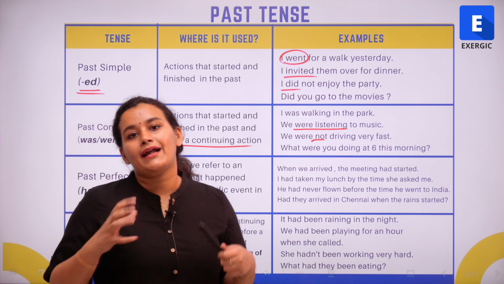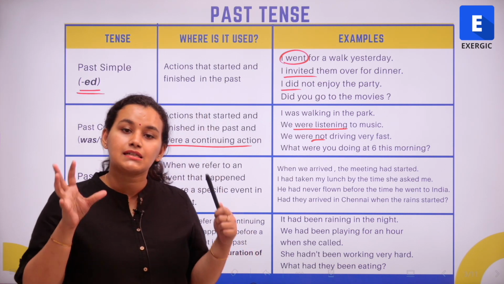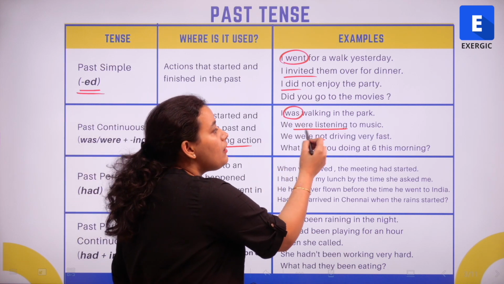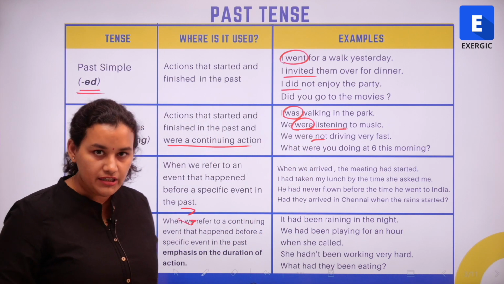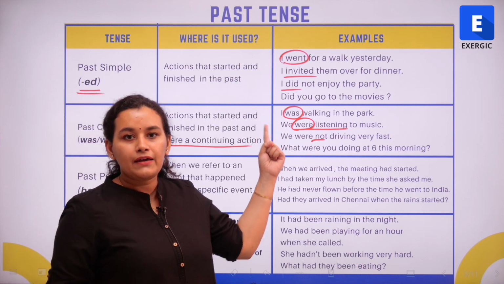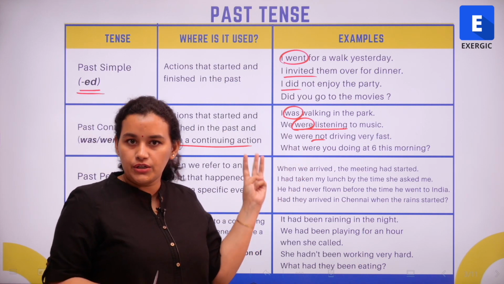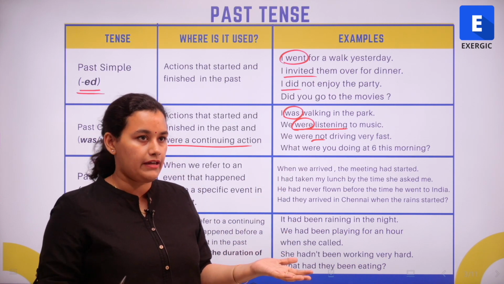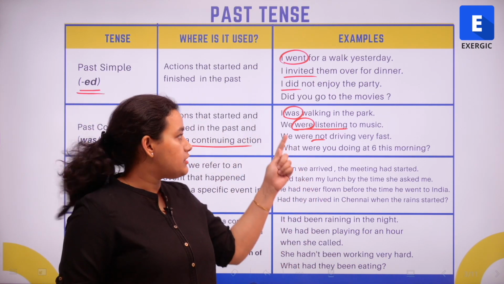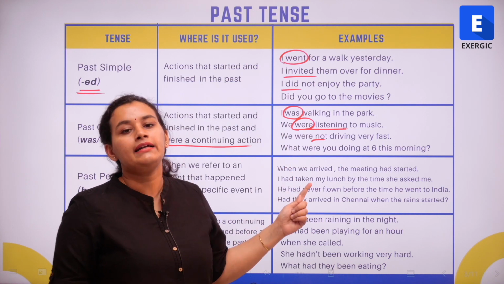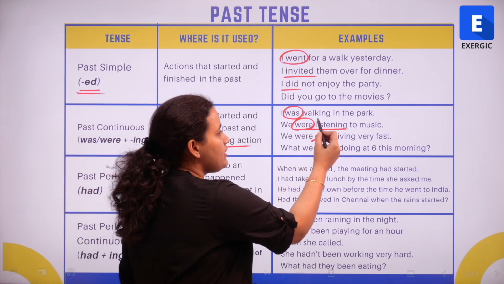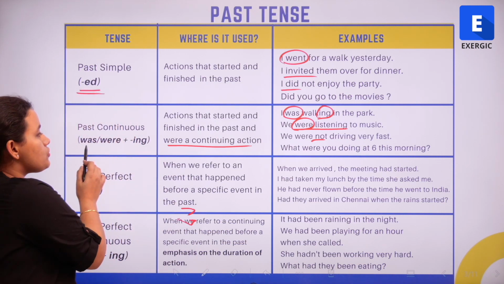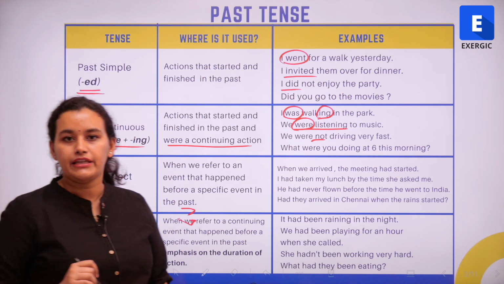How do I recognize the sentences in the past continuous? I'm looking for this was or were, depending upon the subject. So it would be I was, he was, she was, and were is going to be used for we were or they were, right? So I'm looking for this was or were, and we are adding an ing in the end of the verb. So we are looking for a was or were plus a ing.